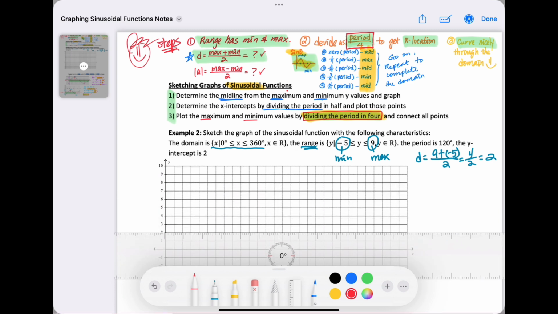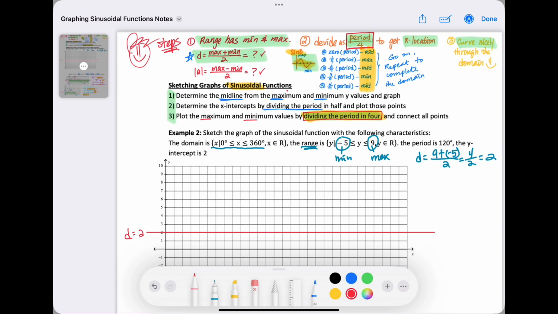This is always my favorite step 1: I have my principal axis. So D is equal to 2. Nice. What else? From my maximum and minimum, I also know my amplitude. That is equal to the maximum minus the minimum over 2, so that will give me 7. How high, how low I can go: up 7, down 7 units.